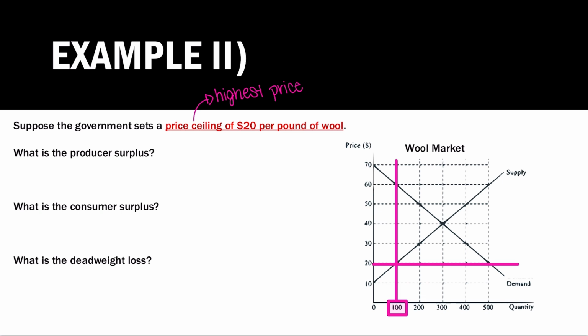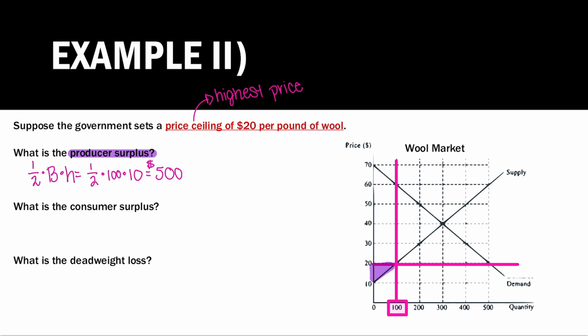So our producer surplus is going to be the area below our supply curve, above our price, or this little bitty triangle right here. So 1/2 times base times height. Our height is 20 minus 10. So 1/2 times 10. Our base is the number of units we're selling, so 100, which gives us 500. Reminder, you can use a calculator, that's fine.